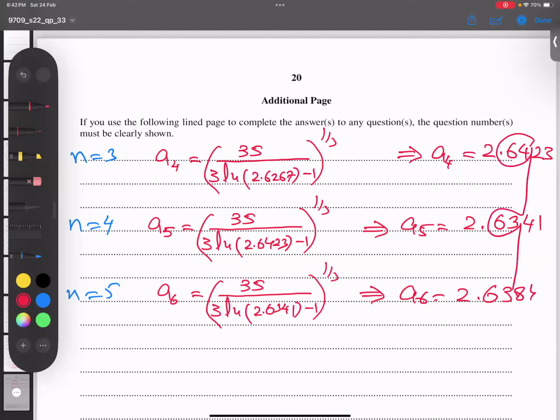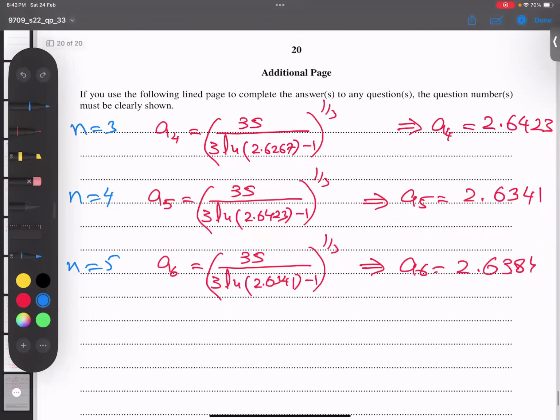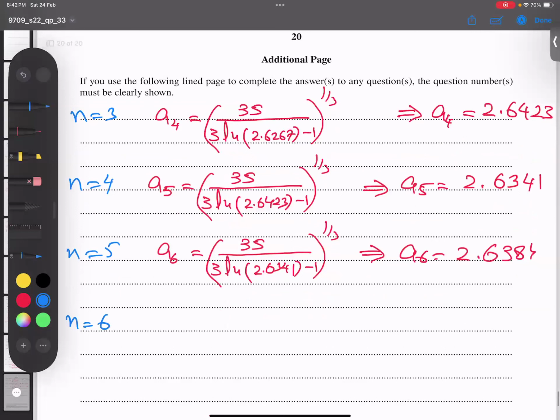6, 4 before, 6, 3, 6, 3. But I'm not sure about this number. If this number comes here, it becomes 6, 4. So to make it a secure answer, I will do one more step. So this gives us more clarity. So hold on, I think I erase this one. So here I'm writing this time 7 comes and 2.6384.